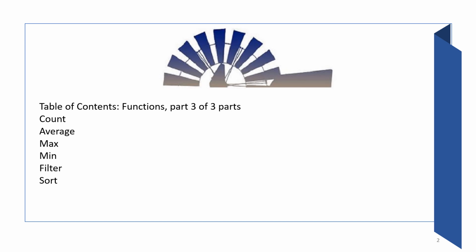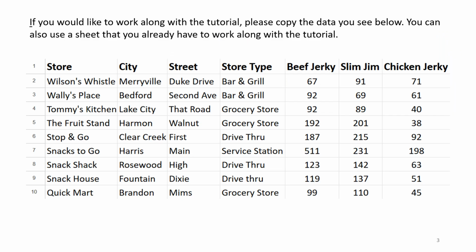Table of Contents, Part 3 of 3. Count, average, max, minimum, filter, sort. If you would like to work along with the tutorial, please copy the data you see below. You can also use a sheet that you already have to work along with the tutorial.